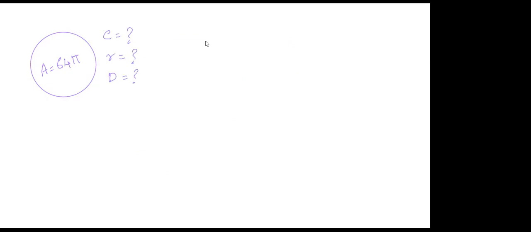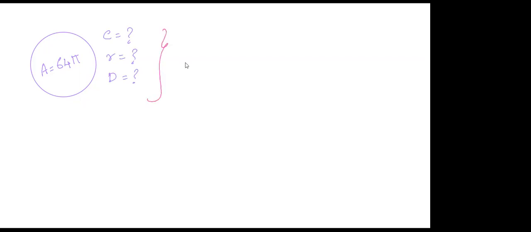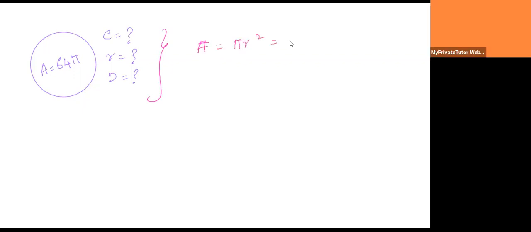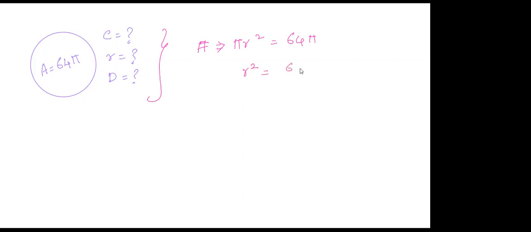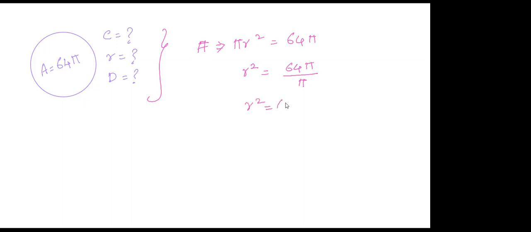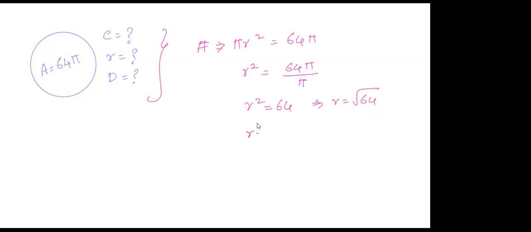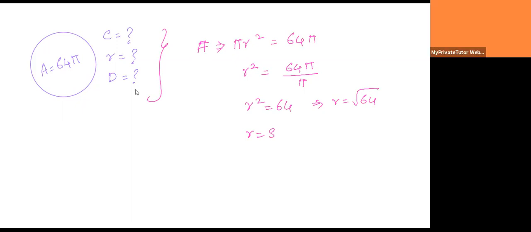So what's your first step? The area is pi r squared. So pi r squared equals 64 pi. So r squared equals 64 pi divided by pi. Okay, I understand. So the r value is the square root of 64, you mean to say? Yeah. So again, I missed the unit. Let's take centimeters.